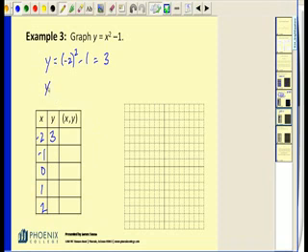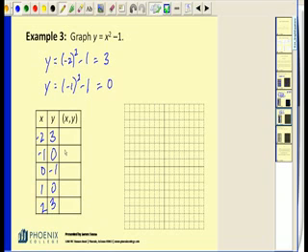Now we're going to square -1. Subtract 1, of course you're going to get 0. And just to save a little bit of time here, when x is 0, y is -1. When x is 1, y is 0. When x is 2, again y is 3. Okay, so we have 5 sets of ordered pairs.